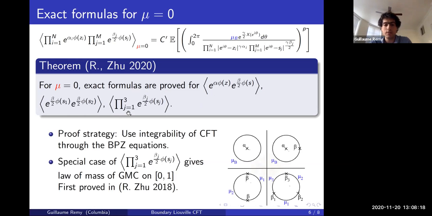These 3 quantities are a bit complicated, so I didn't write them. But I can emphasize one thing: they also give probabilistic information. For instance, a special case of the boundary 3 point would tell you the law of the mass of GMC on the unit interval, which we actually proved before doing this more general case. We proved this in earlier work with Tunan.